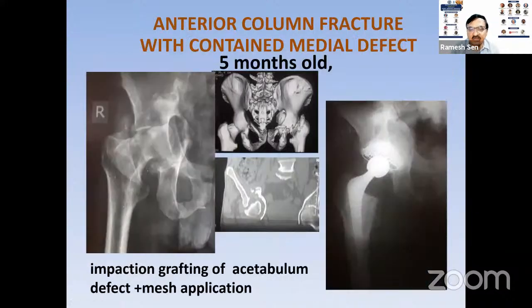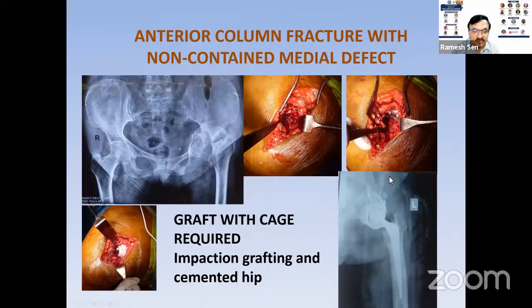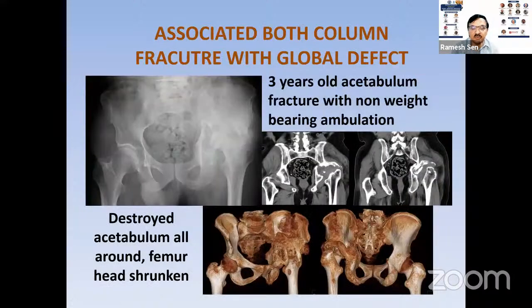This is another case, again, a 5 month old injury. Again, we did the same thing because the head was reasonably bad. So we just put a lot of graft into this area and put a mesh to put a cemented cup into this situation. Another case of a similar nature, where the head is also lysed, the bone is also bad. In this case, because there was not much support, we used a cage in this area.